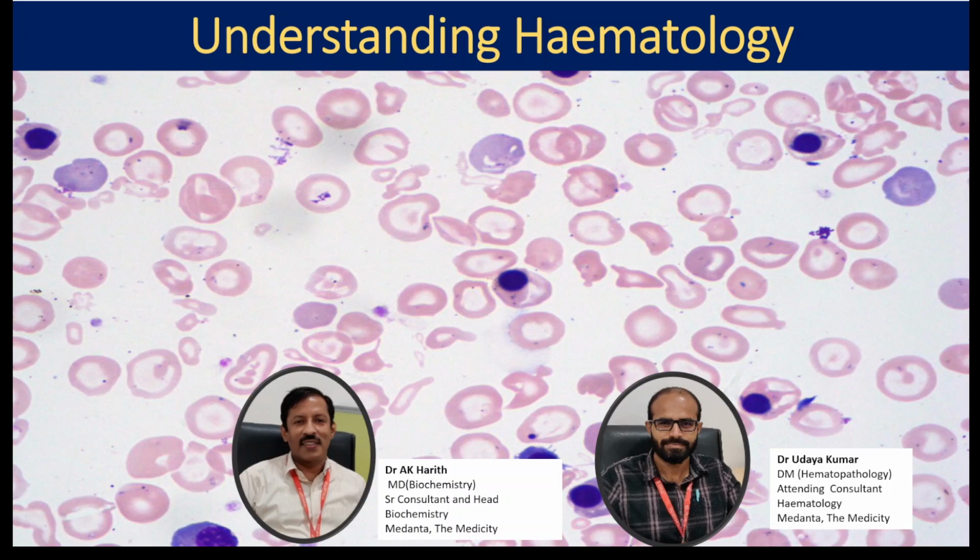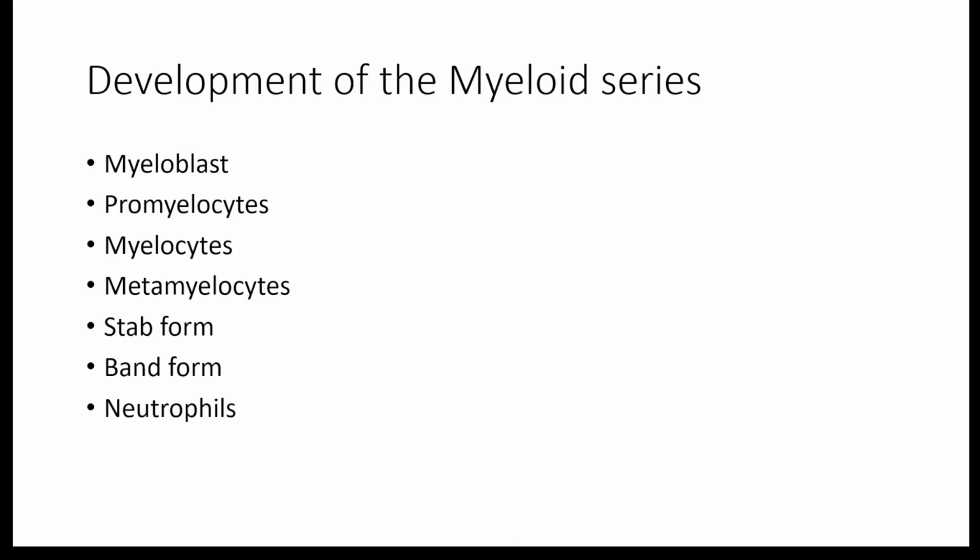ideas during the workshop. The first lecture which we'll be talking about is the development of the myeloid series and certain special features of the WBCs. The myeloid series includes the neutrophils, eosinophils and the basophils. They start off with a progenitor cell that forms a myeloblast, promyelocytes, myelocytes, which further mature to metamyelocytes, stab form, band forms, and the neutrophils, eosinophils or basophils.